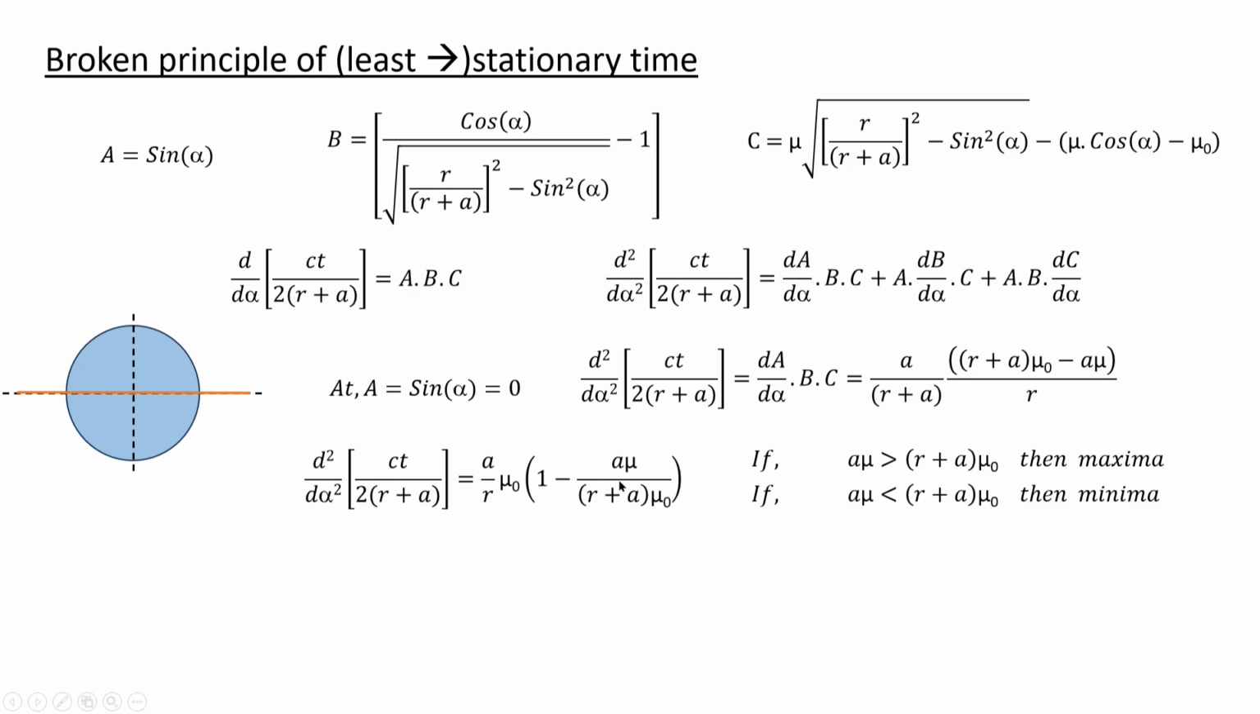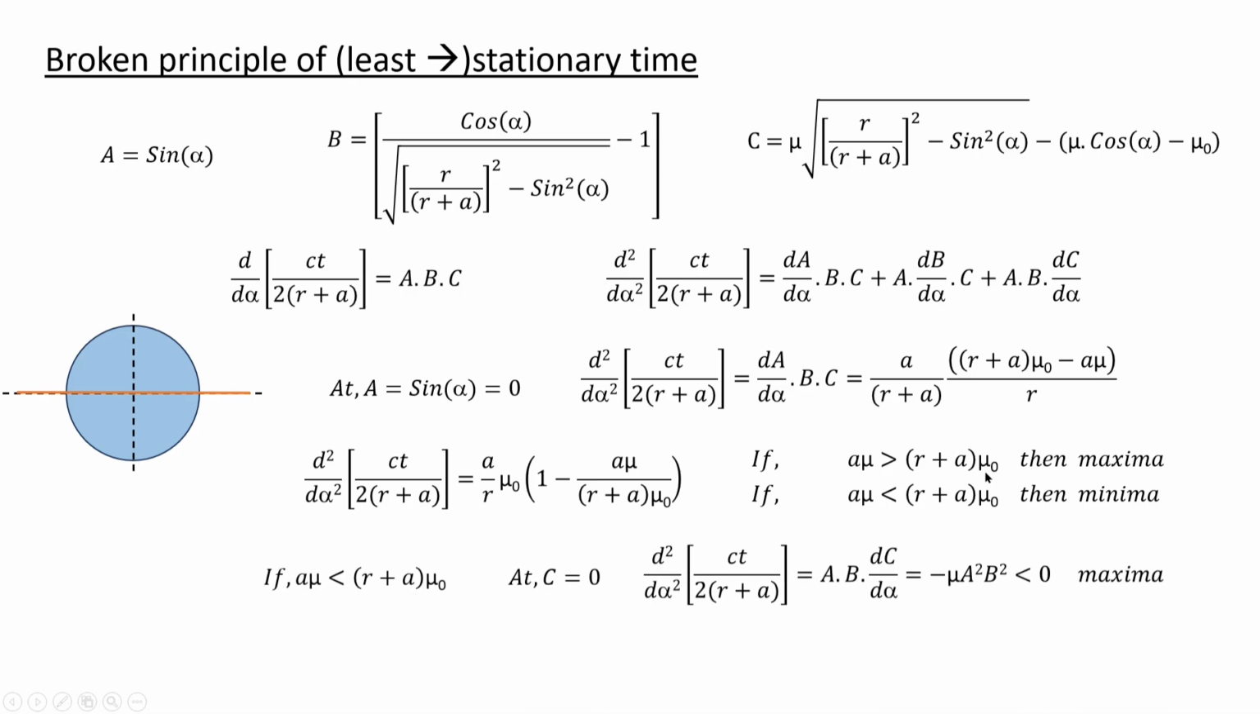And for the second derivative, if a mu is greater than r plus a mu naught, then this second derivative becomes negative. If the second derivative is negative and the first derivative is 0, then at that point we have a maxima. So under this situation, the time taken along this path is a local maxima. And if a mu is less than r plus a mu naught, then this second derivative becomes positive, so it becomes a minima at that point. So both these cases are possible. This solution can either be a maxima or a minima, depending on the value of mu with respect to the geometry and the refractive index of the ambient media or the outside media.